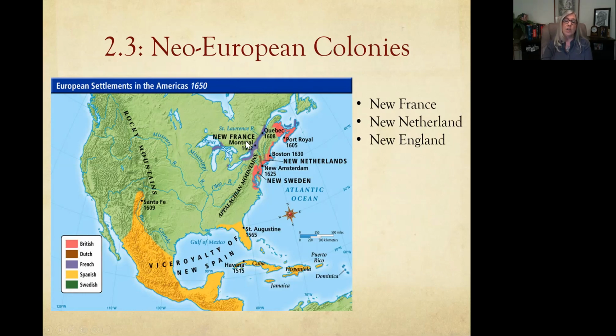And then you have the French that will establish their colony here along the St. Lawrence River, and eventually will control this whole area in the interior around the Mississippi River. So these new colonies that we're going to talk about today, New France, New Netherland, and New England, are initially set up not as tribute colonies, not as plantation colonies, but to replicate European society.